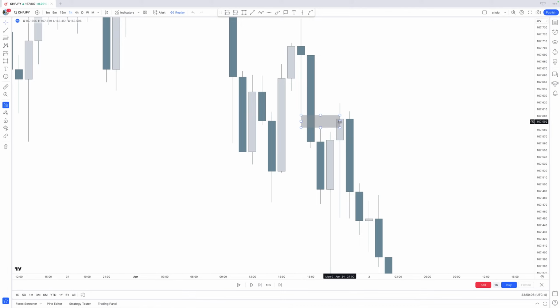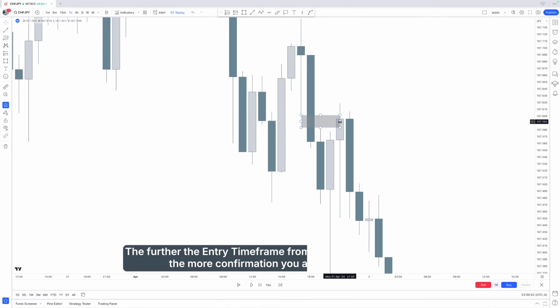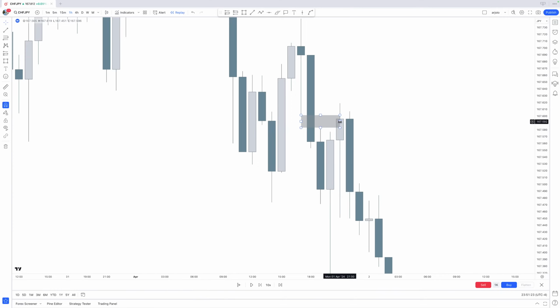The closer two time frames are to each other, the less confirmation you are going to need and the higher probability the confirmation is also going to be. So for example, if we have a 1 hour premium rate that we are looking to confirm on the lower time frame, then the further the entry time frame is from that 1 hour time frame, the more confirmation you are going to need. So the closer the PD rate time frame and your entry time frame are to each other, the less confirmation you need and the higher probability your entry confirmation is going to be.